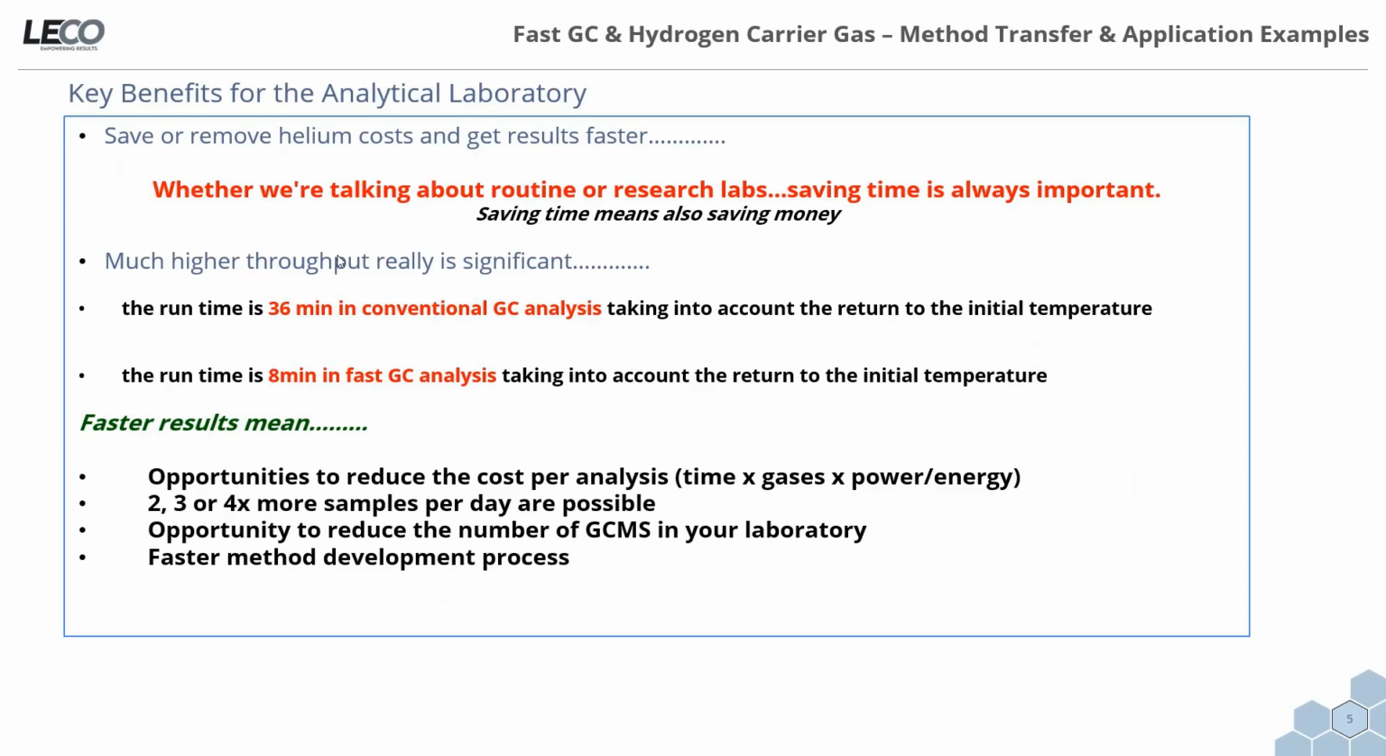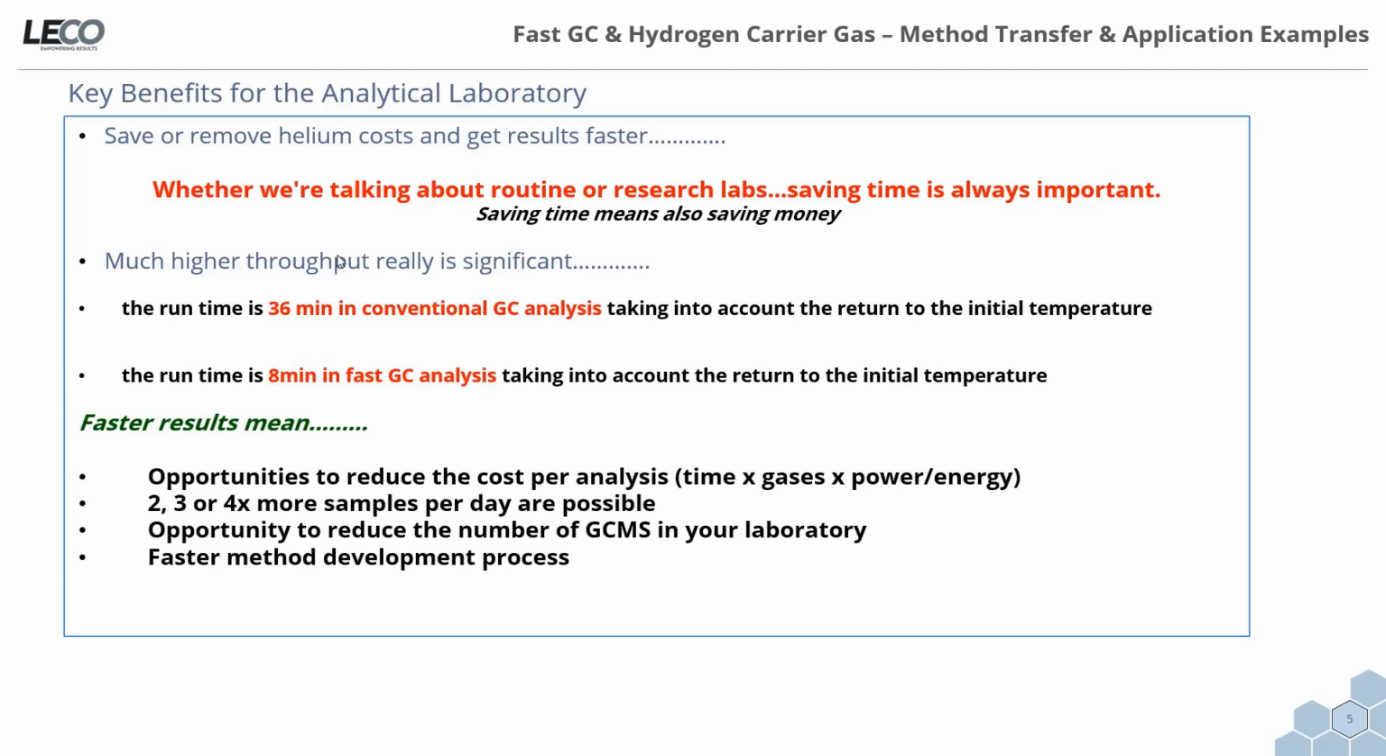So saving money on the cost of helium is important, but also using hydrogen allows us to get results faster. And whether it's routine analysis or research work, time savings are always a high priority. Run times are typically on average around 30 minutes long, but then there's also the cool down time with the GC system. So we're talking about a total cycle of around 30 to 40 minutes. And using hydrogen, depending on the application, but on average we're going towards an 8-minute cycle time.